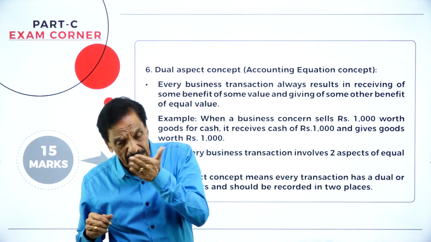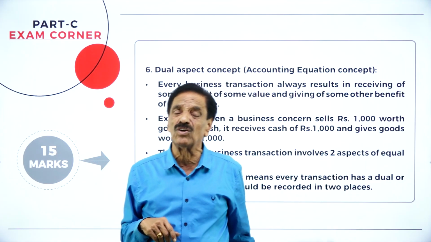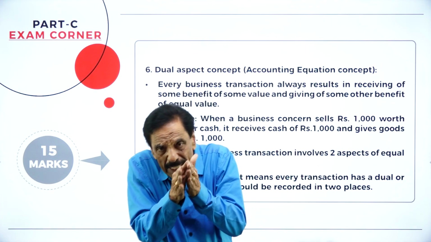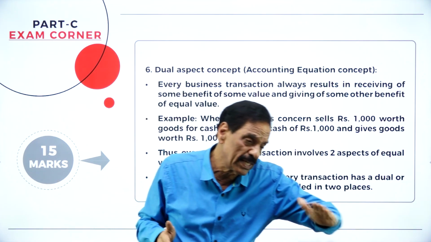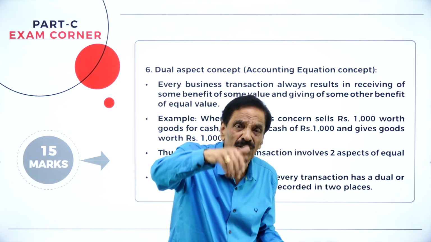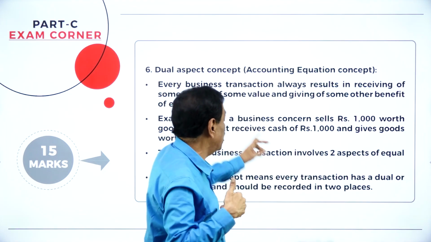At one end we are receiving the building, which is a benefit. At the other end cash is going out. We say it's not a loss, cash is going out. So there are two aspects of the transaction, the dual aspect. One side is benefited, one side is an expenditure. At one end cash is going out, at the other end the benefit is coming in.